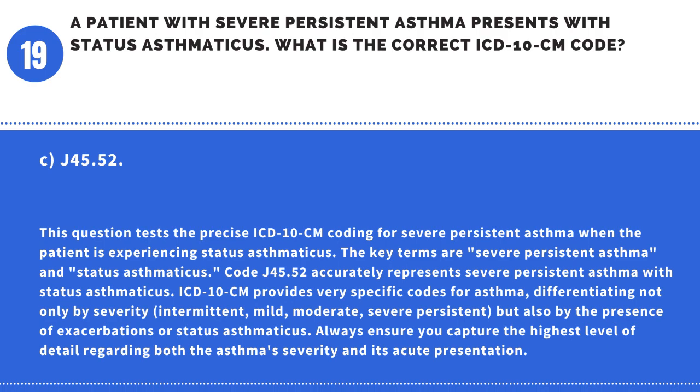ICD-10-CM provides very specific codes for asthma, differentiating not only by severity (intermittent, mild, moderate, severe persistent), but also by the presence of exacerbations or status asthmaticus. Always ensure you capture the highest level of detail regarding both the asthma's severity and its acute presentation.